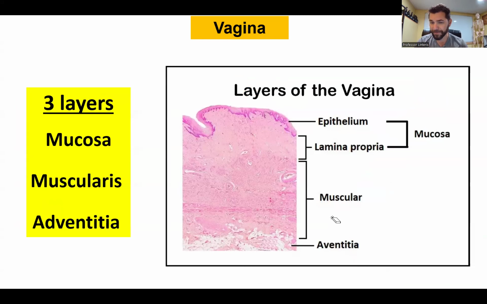There are three general layers of the vagina. You have the mucosa, muscularis, and the adventitia, kind of just like that outer layer.